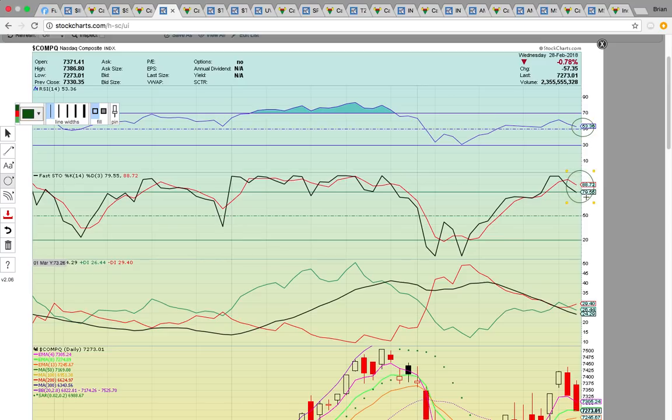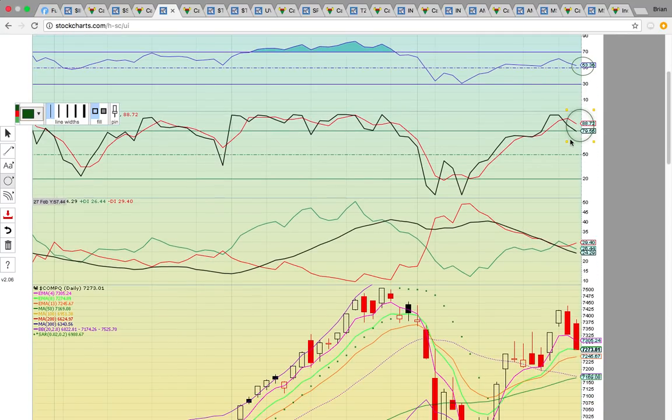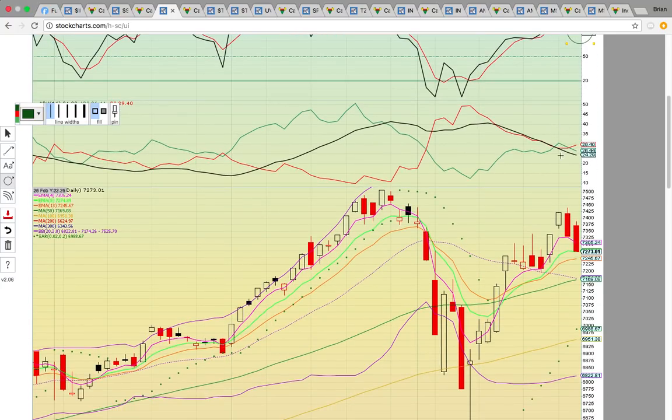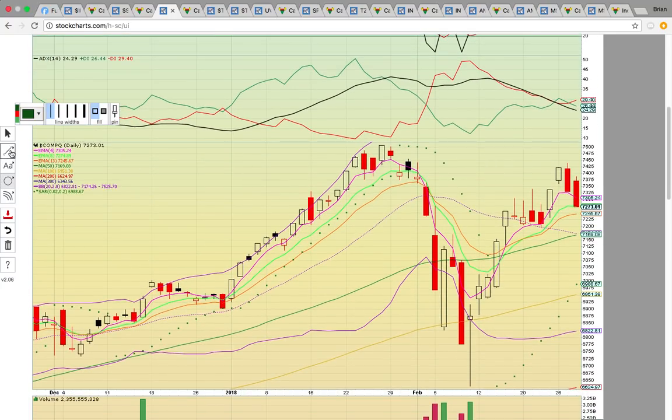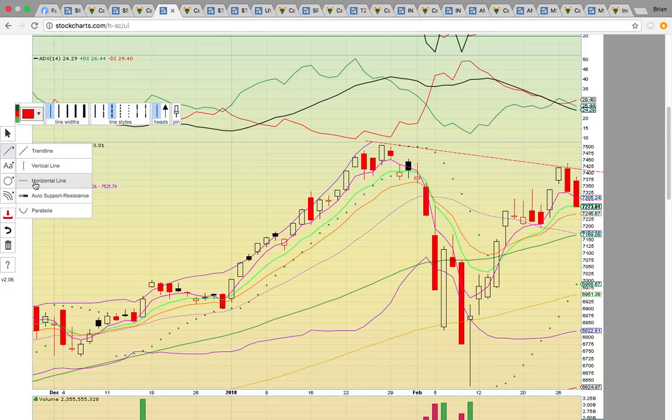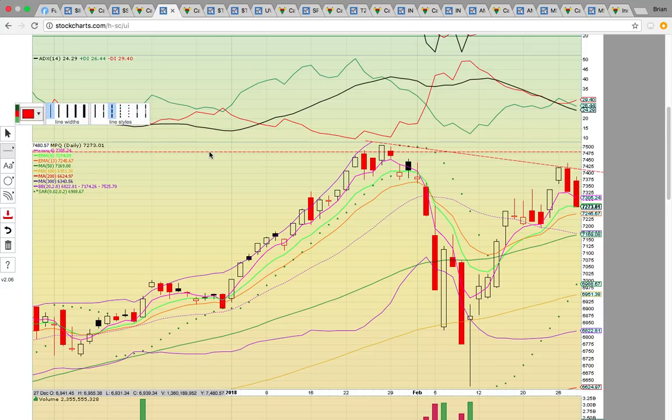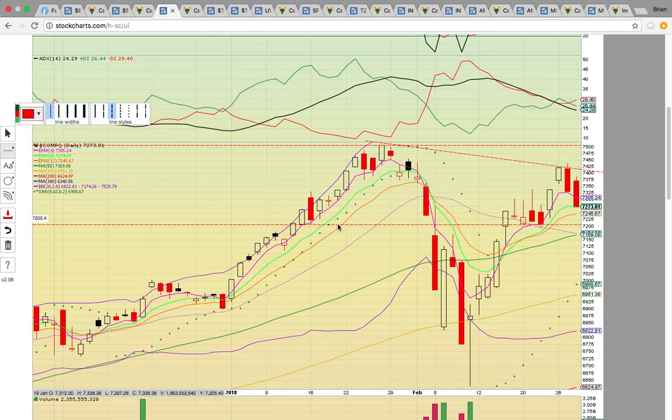Fasto did creep below 80, and it did drop below the red line. The black line's below the red line, so that is a red flag. You do have a descending resistance pattern going now, and so that's going to need to break. So that's something to look for. A break above 7,400 would signal it's cooking again. And then basically the chart is breaking down.